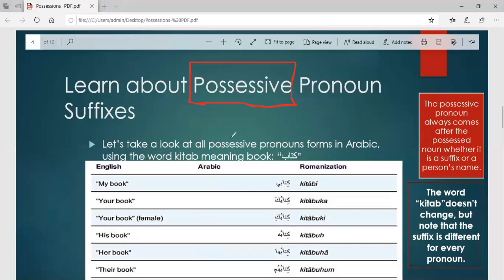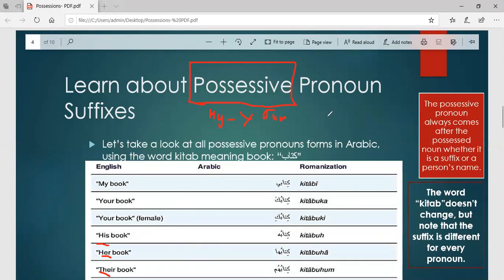Now, let's take a look at possessive pronoun forms in Arabic. When I say possessive pronouns, I don't mean you, he, she, it. The possessive pronouns are what? My, your, your, also his, her, and their. These are the possessive pronouns. And usually the possessive pronouns, guys, are attached to a noun. So we are going to attach these possessive pronouns in Arabic to a noun.